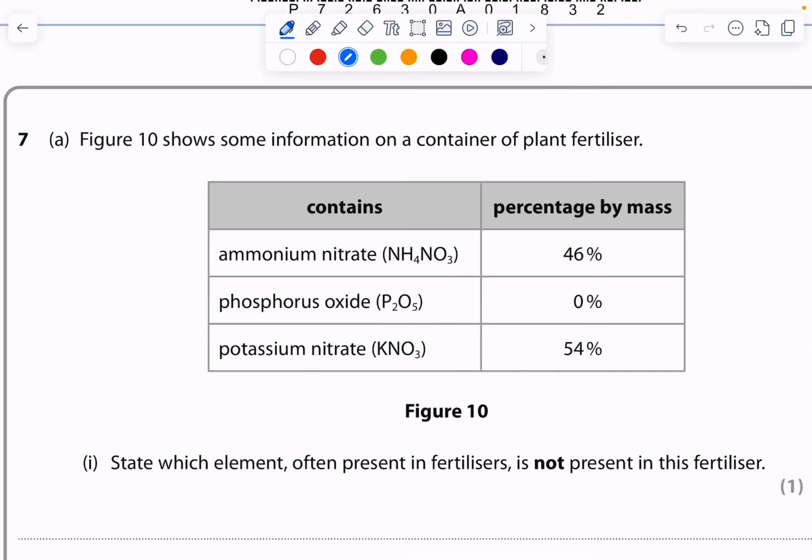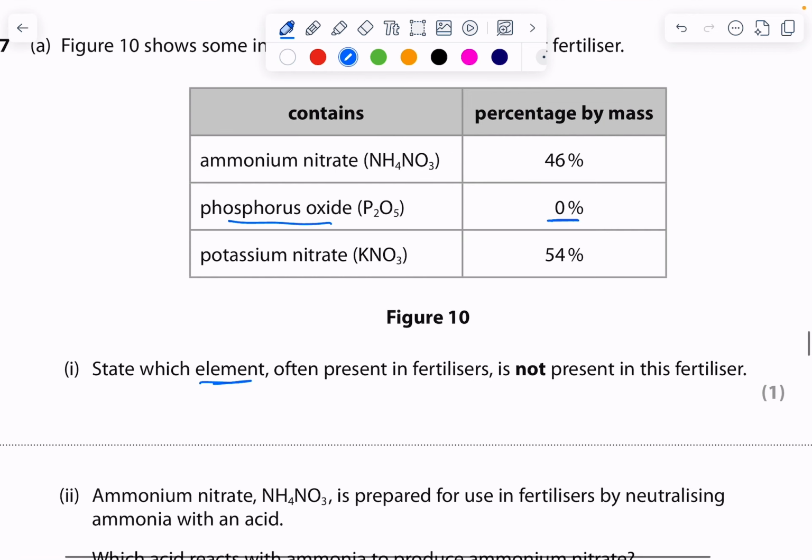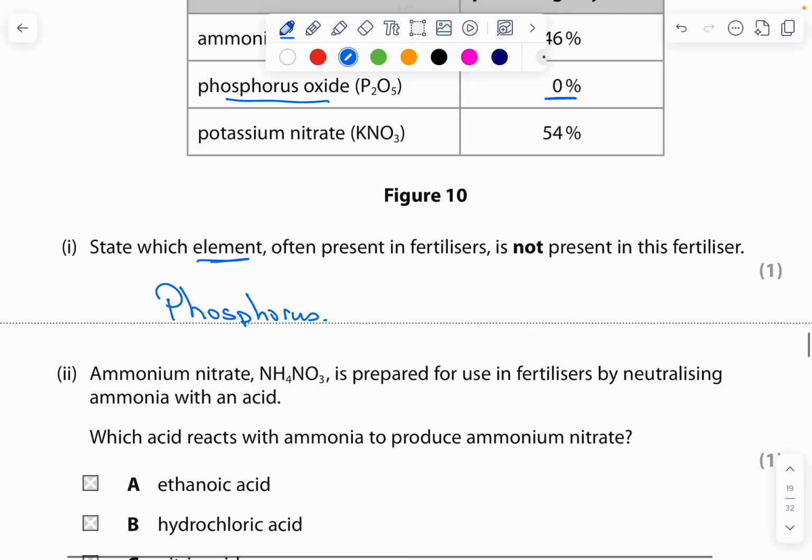So in this question here, they want us to explain what is not present in the fertilizer. So you can see here we've got 0% of this chemical, and we must be careful in what we say, because it wants the element that's not present. We must identify that the important element in phosphorus oxide is actually just the phosphorus to get the mark.